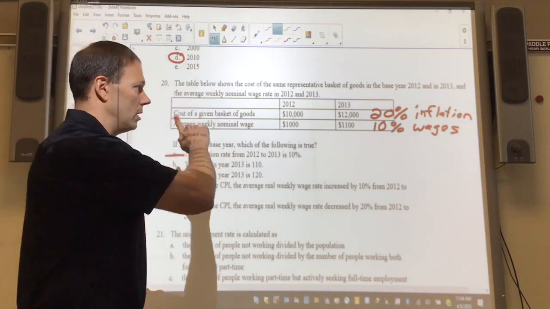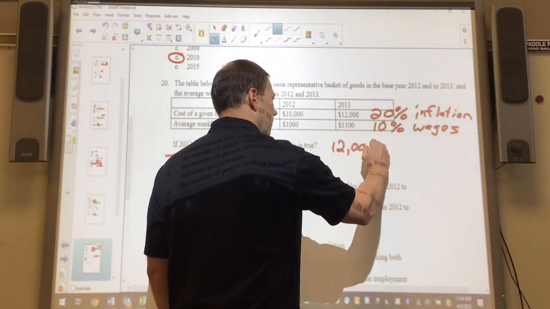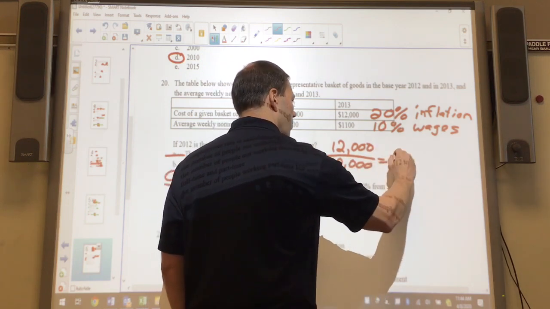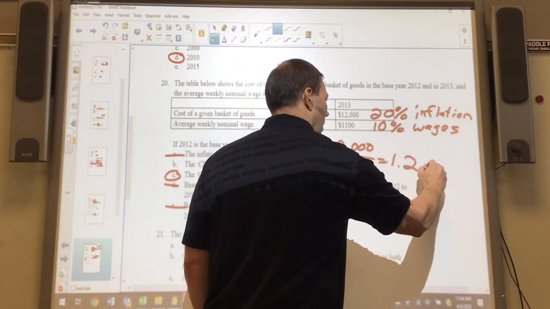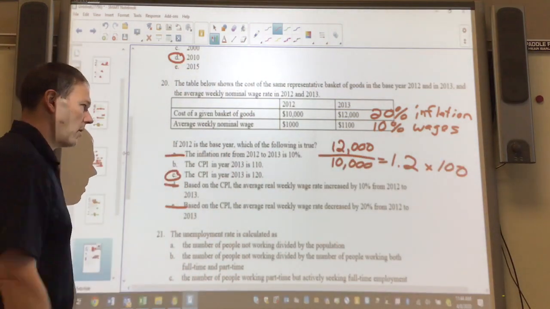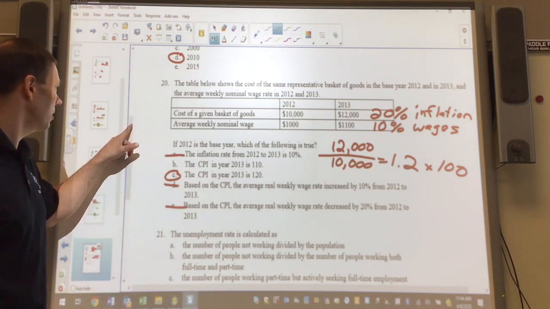And this is like we did before. If you do year 2, which is 12,000, divided by year 1, which is 10,000, that equals 1.2, and then multiply it by 100. That was the formula we did in one of the first questions, and we come out to 120 for our CPI in 2013. So letter C, number 20, letter C.